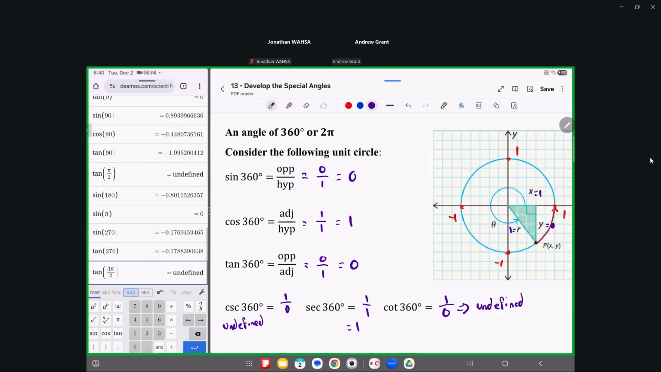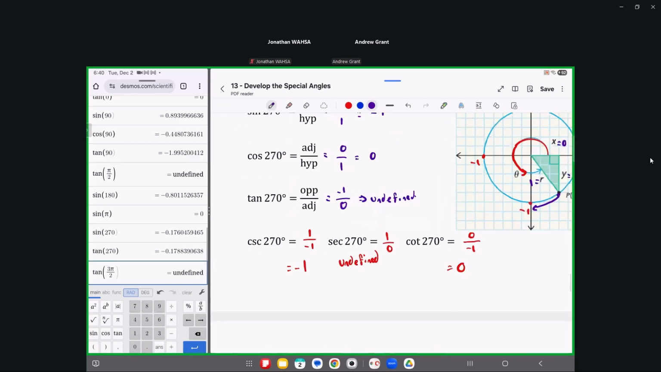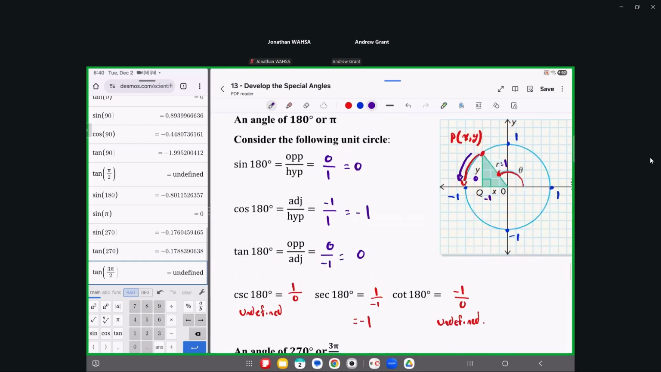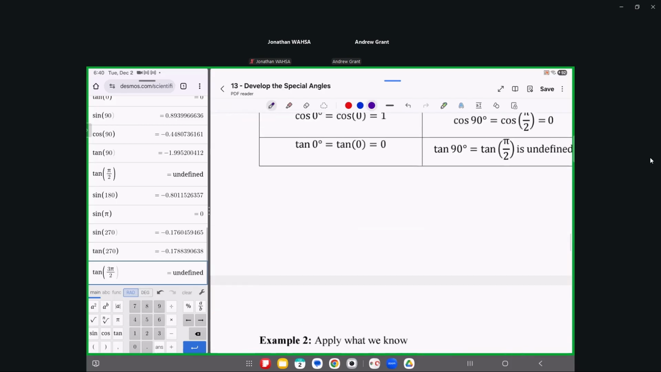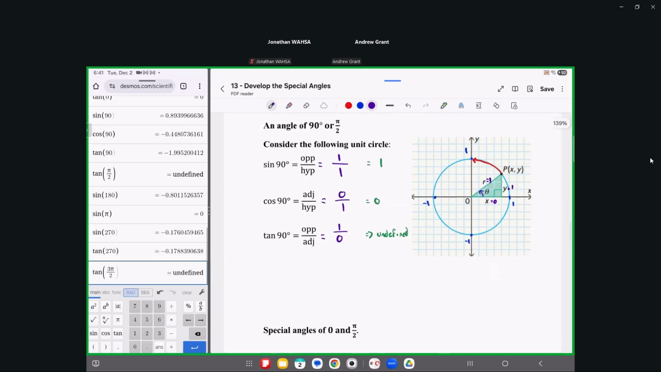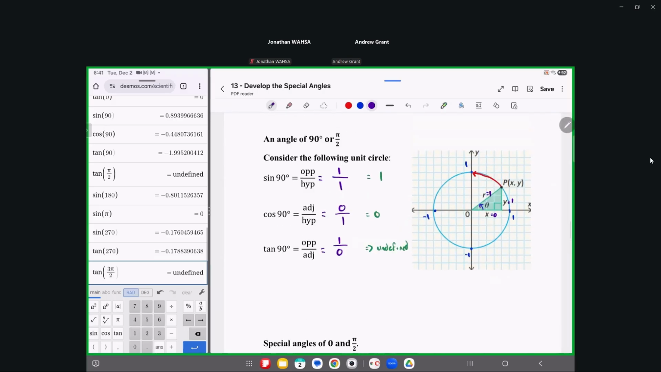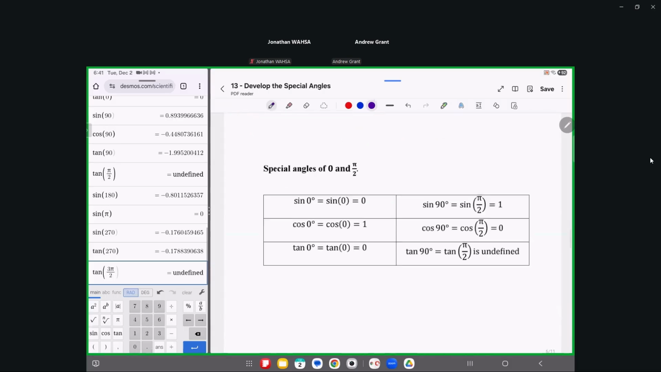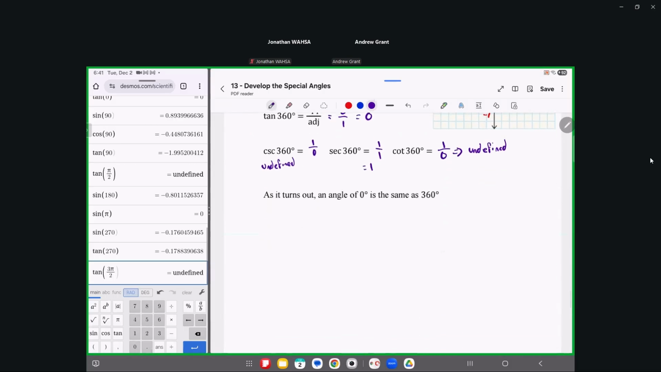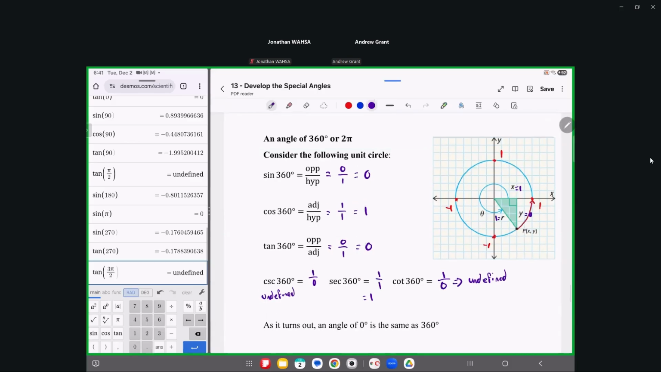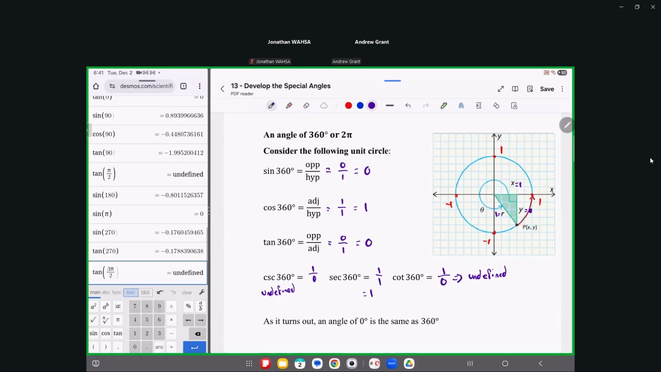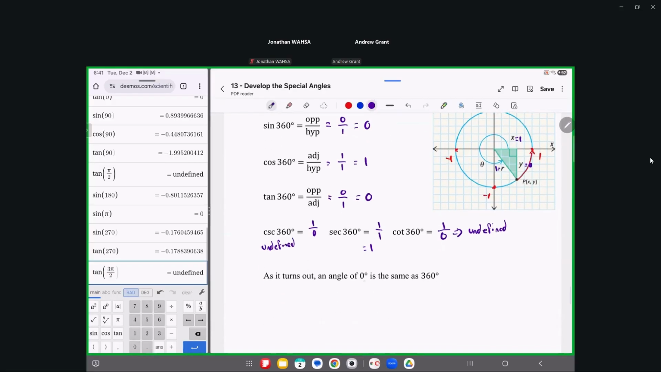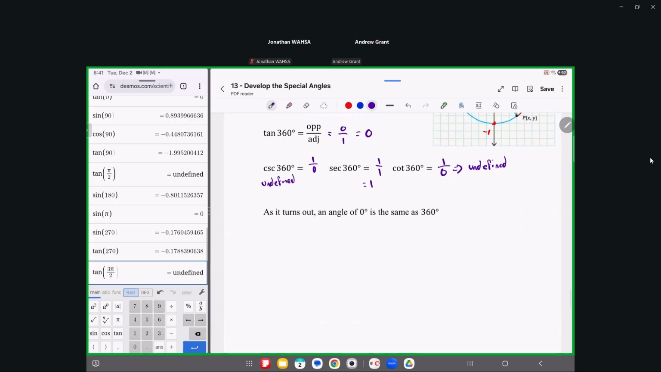So is there anything special about 360? Well, if you have a look at all of these, it appears to be some variation of 1, 0, -1, and undefined. But if you were looking carefully, you might have noticed that sine, cos, and tan of 0 degrees were 0, 1, 0. That ended up being exactly the same 0, 1, 0 for 360. And so as it turns out, an angle of 0 degrees is the same as 360.